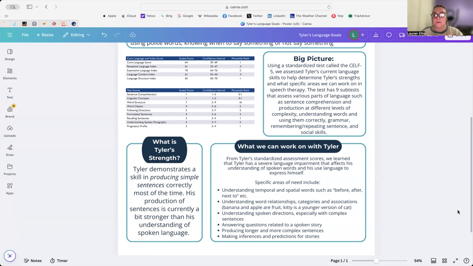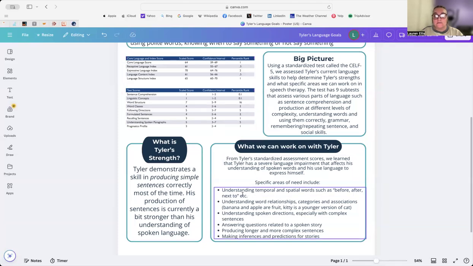He struggles with producing more complex sentences. We did identify that a strength is he can produce simpler sentences. That goes along with this word structure task that, if you see here, he got a 7 on, and that actually was just slightly below average rather than more below like the other ones, pretty severe. And so because it was only slightly below average, it's helping us see that he can produce simple sentences correctly most of the time, which is something we can build on and help him then produce more complex sentences. And he also had a little bit of difficulty making inferences and predictions for the stories.